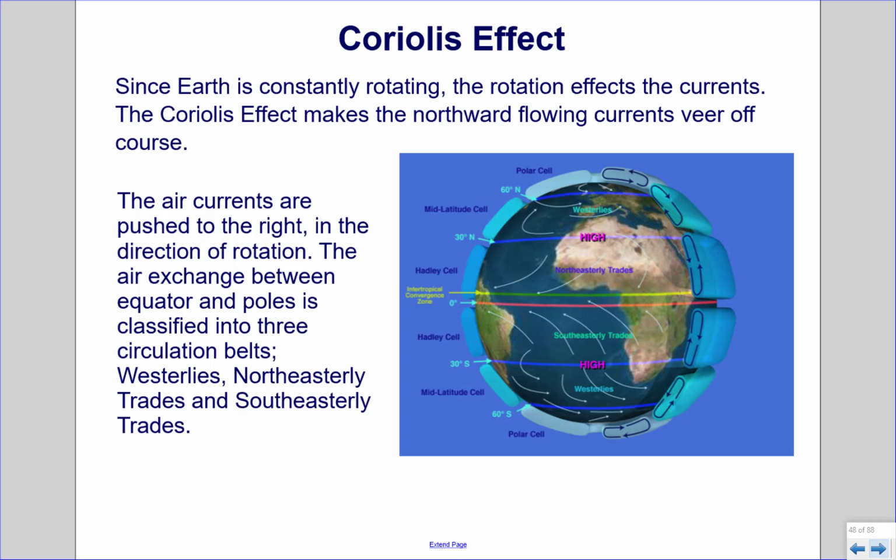Coriolis effect. Since Earth is constantly rotating, the rotation affects the currents. The Coriolis effect makes the northward flowing currents veer off course. The air currents are pushed to the right, in the direction of rotation. The air exchange between the equator and poles is classified into 3 circulation belts: westerlies, northeasterly trades, and southeasterly trades.